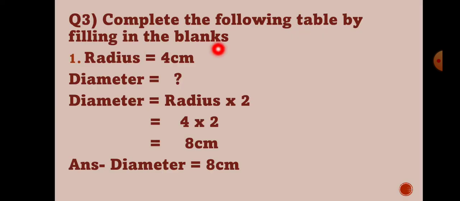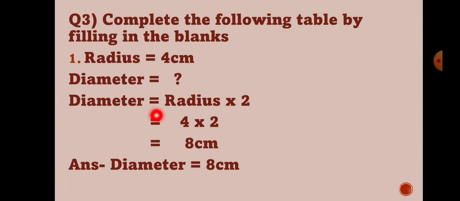Question number 3. Complete the following table by filling in the blanks. Now students, in your textbook it is given in a table form, but in the notebook you have to properly solve the sum. So you will be doing it in the notebook, okay? Do not do it in the textbook. Like this you have to do. Copy the question. First one, what is given? Radius is given and you have to find the diameter. So like this, on the first line write: radius is equal to 4 centimeter. Next line, diameter is equal to, we have to find it, the question mark.